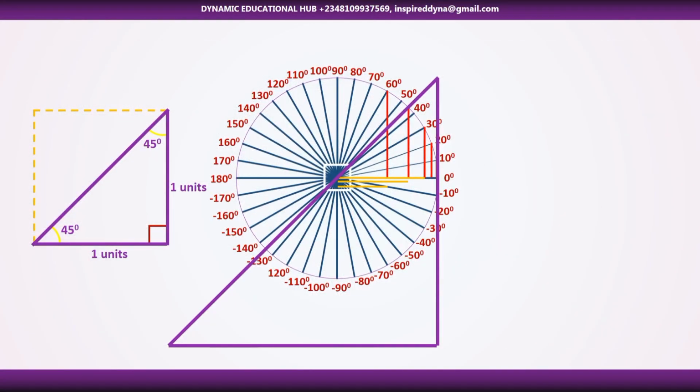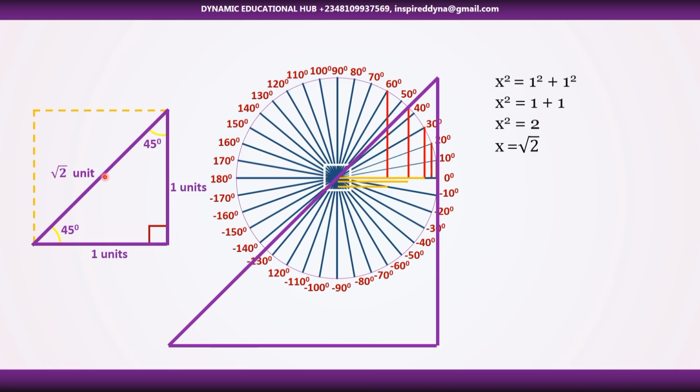Now using Pythagoras theorem, the third side will be what? Let's call this third side x. So we have x squared is equal to 1 squared plus 1 squared. So we have x squared is equal to 1 plus 1. Then we have x squared is equal to 2 here. And we can have x is equal to the square root of 2. Here we go. So this side is square root of 2 units. That is root 2 units.